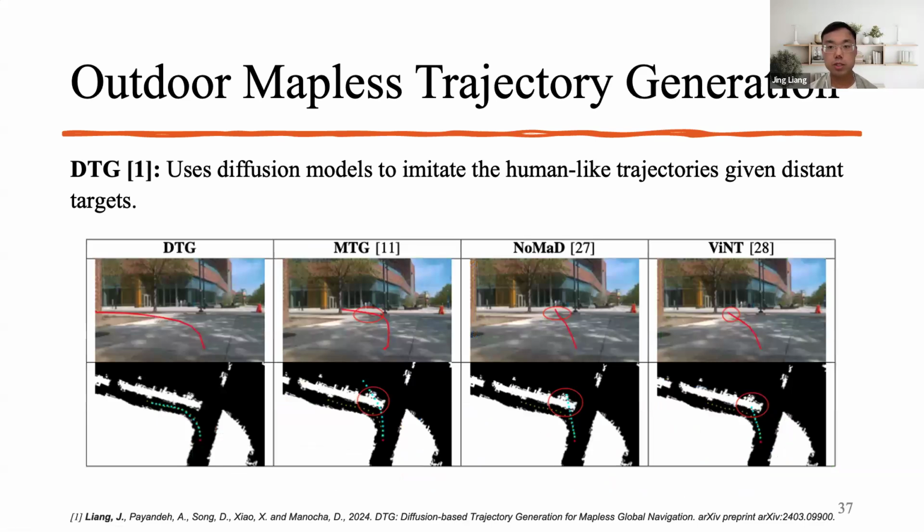This is the result of DTG compared with other approaches. From the experiment, we can see that DTG is also capable of estimating the geometric shapes of the buildings. For example, in the first column, we can generate the trajectory in the occlusion, but other methods cannot really do this job.